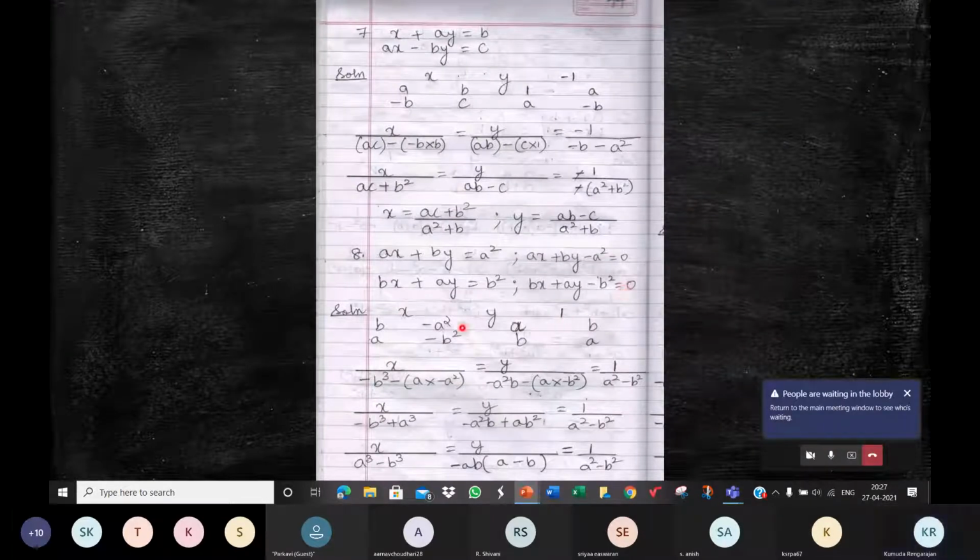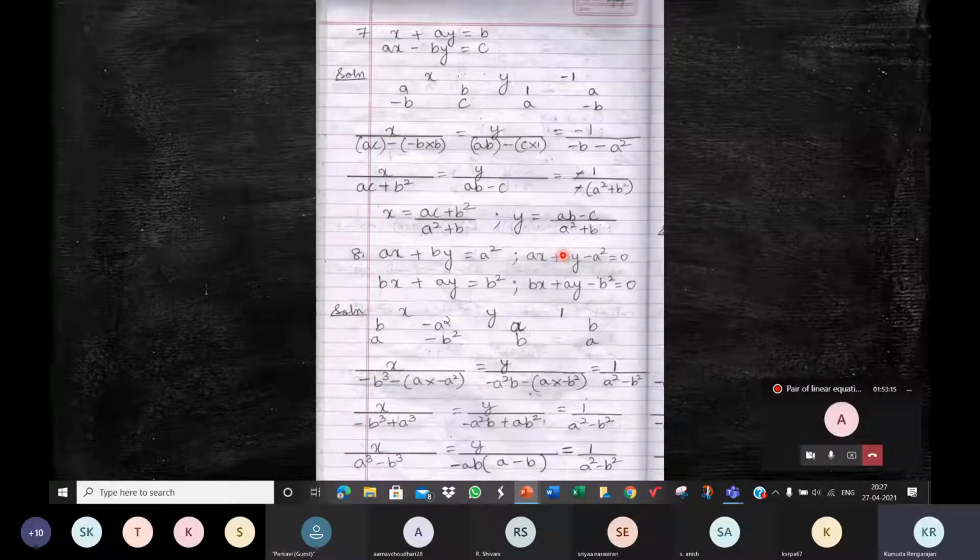All right. So then, you know this, we start writing from the coefficients of y, b a. Minus a square, minus b square. Don't change the signs. We never change the signs here. We write these columns as they look. We only change the headings, x y 1 or x y minus 1, accordingly. We write them as they look in the equations.